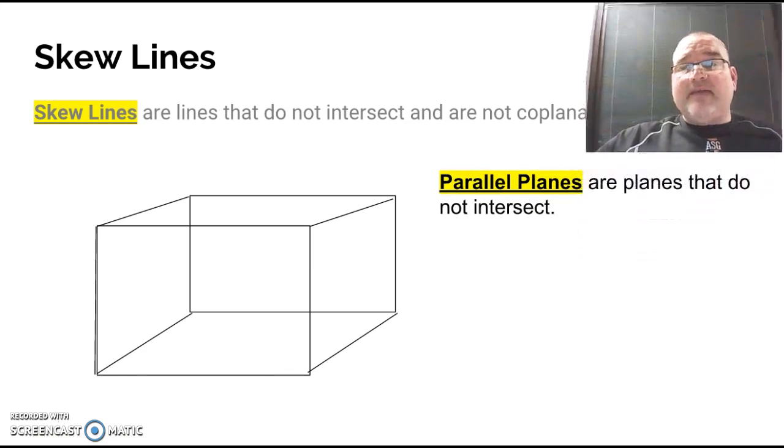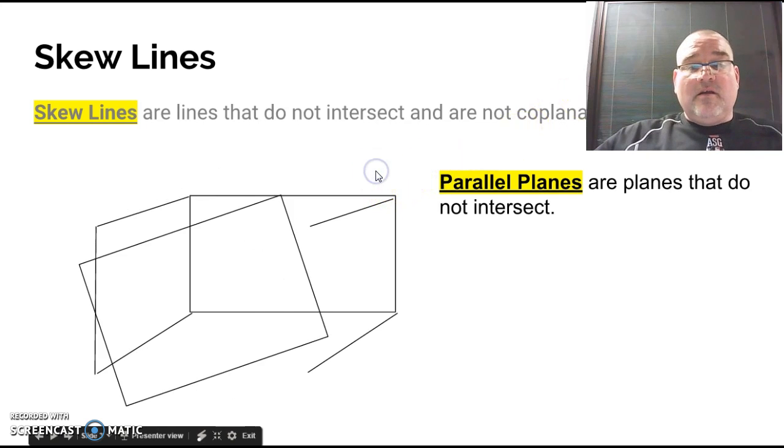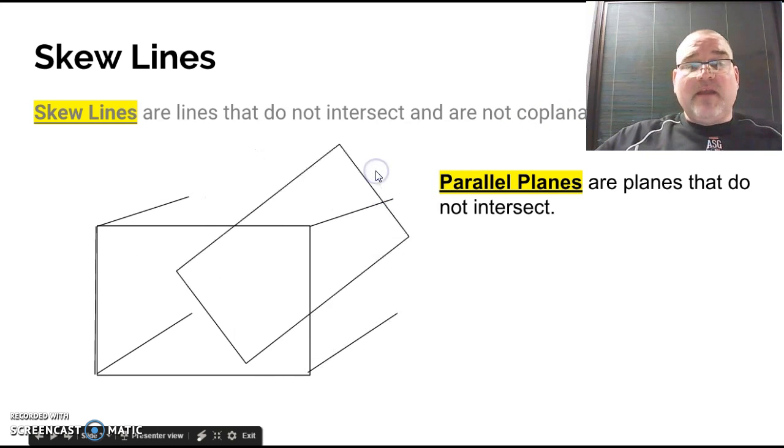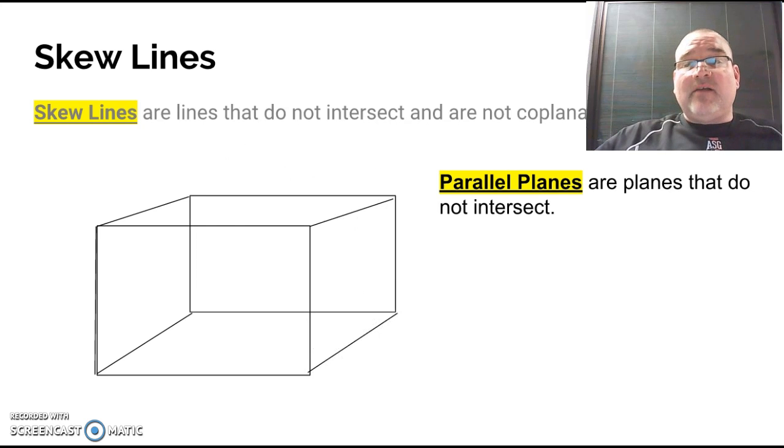The other thing we talk about with this is parallel planes. Parallel planes are simply planes that do not intersect, such as the front of the box and the back of the box. So just like parallel lines that don't intersect, parallel planes also don't intersect.